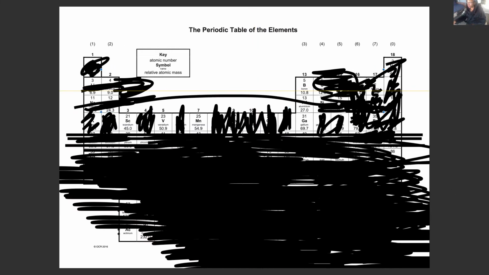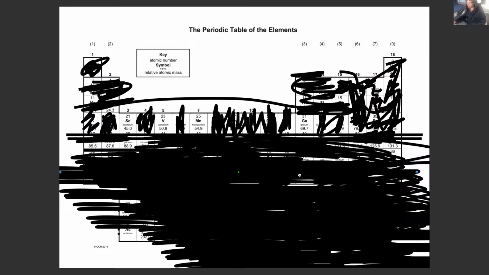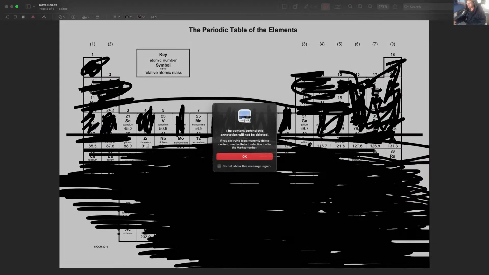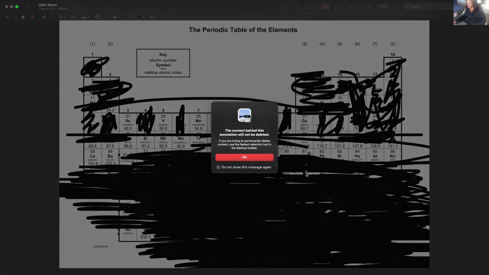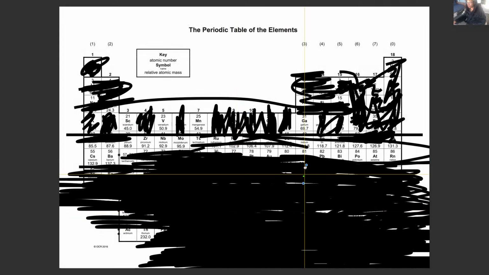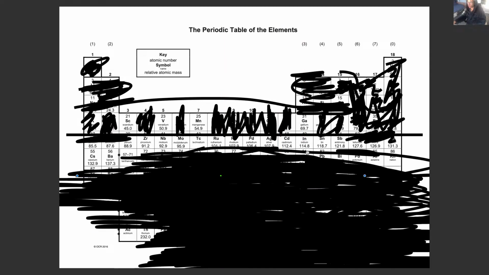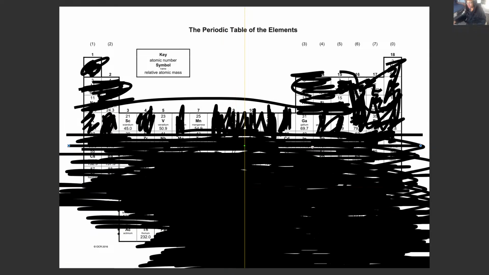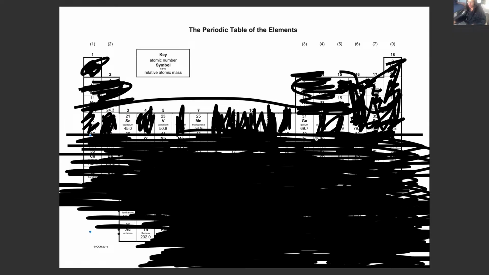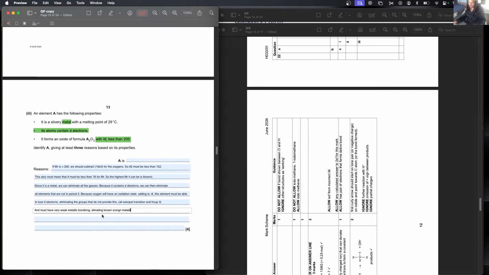So I just look at group 3, right? I think if I just apply some common sense, we're meant to know the trends of all the groups. So I don't think it's going to be a transition. We're not meant to know all the transitions, we're meant to know the groups. So I've just narrowed it down to a group element.